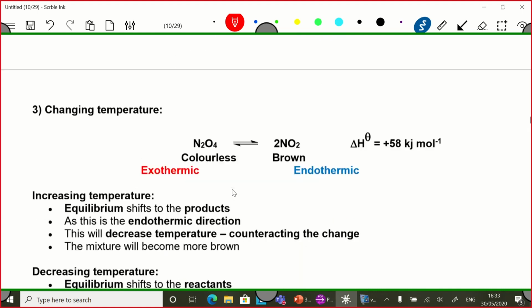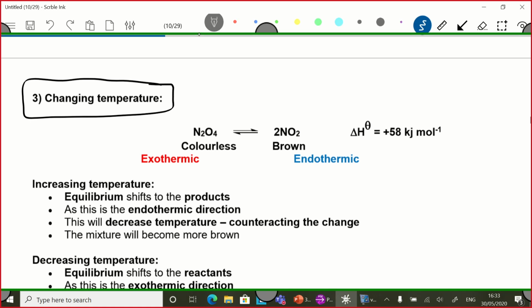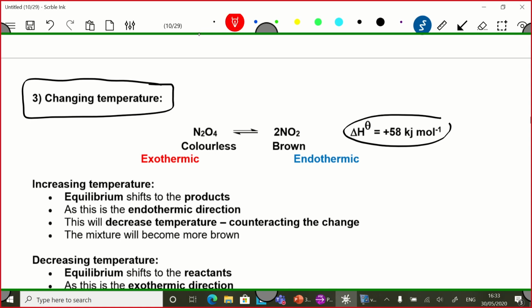Okay, the last factor we're going to be looking at today is the effect of the temperature. To understand how the temperature is going to affect the equilibrium, I need to know the enthalpy change of the reaction itself. I cannot judge how temperature is going to affect the equilibrium without knowing the enthalpy change of the reaction. So I have a reaction here, and I'm being given delta H, and delta H has a positive sign, and a positive sign means that this reaction is an endothermic reaction.